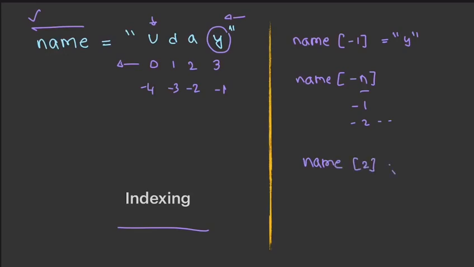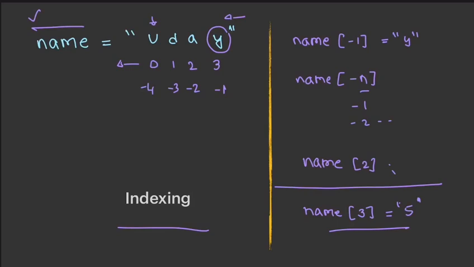We need to remember that a string is immutable, and if you try to change the value at a particular index, let's say name of 3 is equal to 5, this will throw an error because the string is immutable and the value at that memory location cannot be changed.